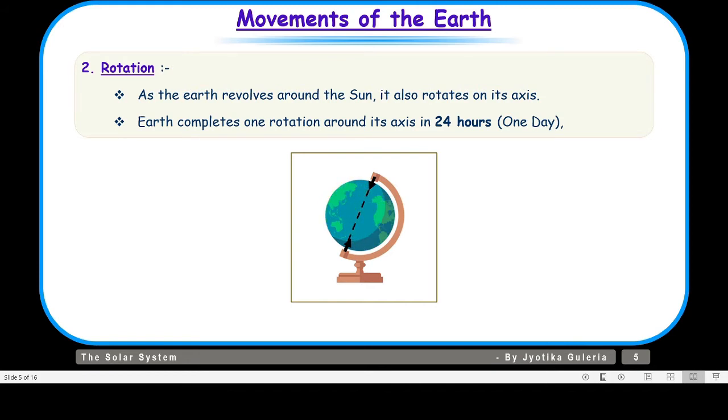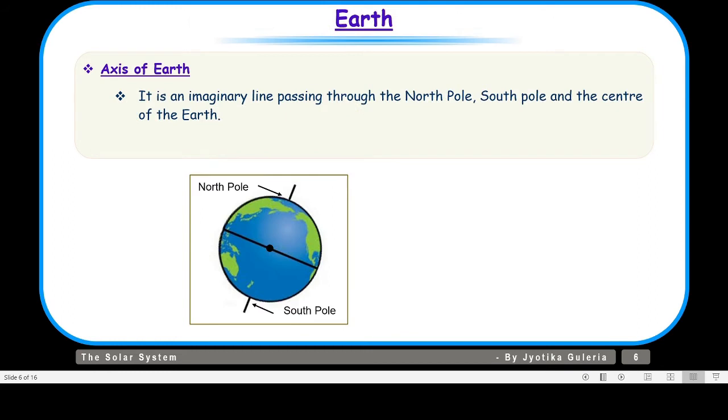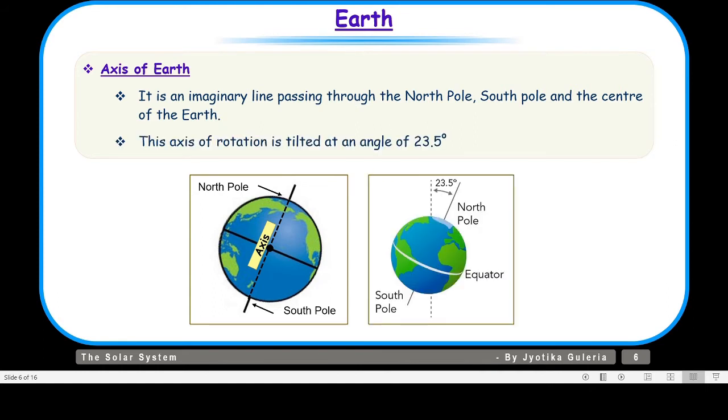Now let us understand what is axis. Axis is the imaginary line passing through the North Pole, South Pole and the center of the earth. As you can see here, this is the North Pole, this is the center and this is the South Pole. So this imaginary line that passes from North Pole to the center to the South Pole is called axis, and the axis of rotation is tilted at an angle of 23.5 degrees. That means the axis is not straight but a little tilted.